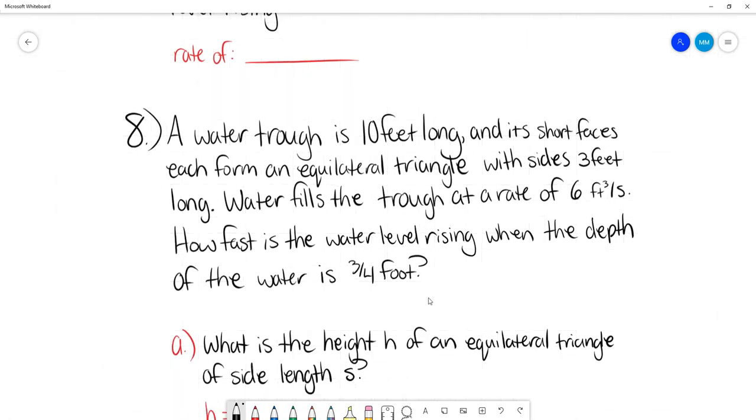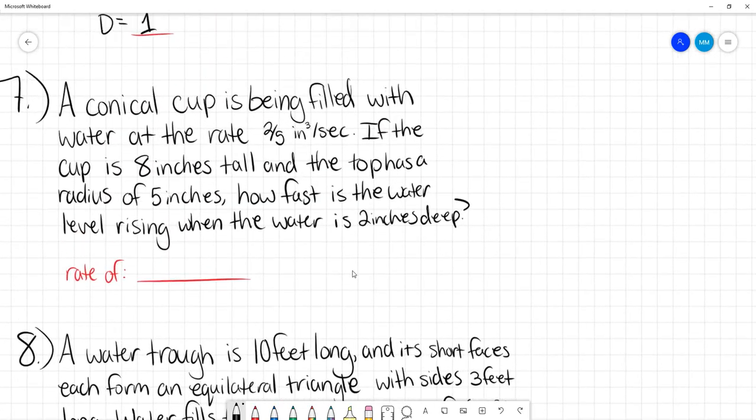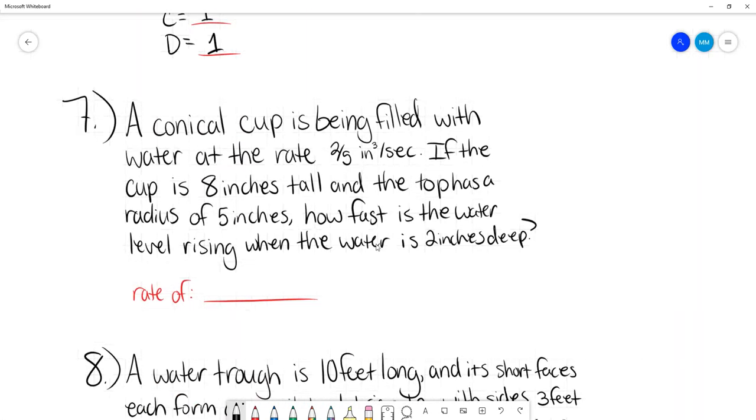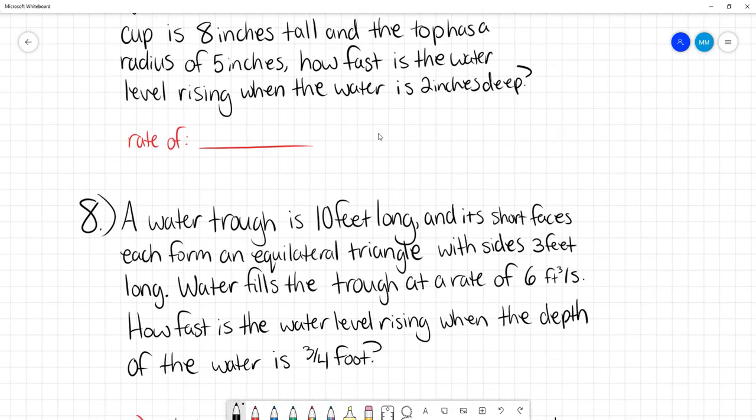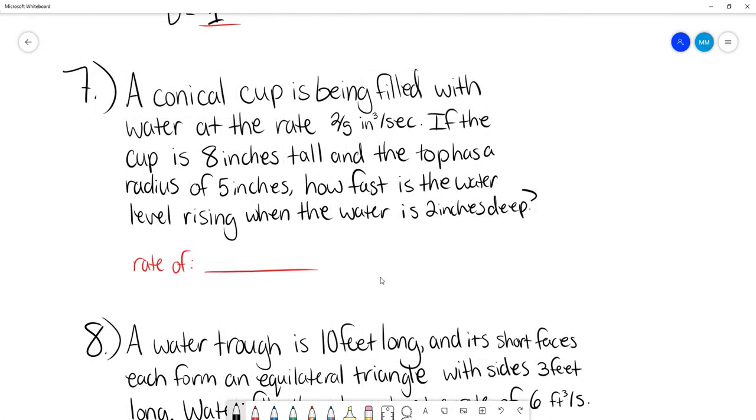All right, and now into the tougher ones. These last two are mostly just a lot of work.